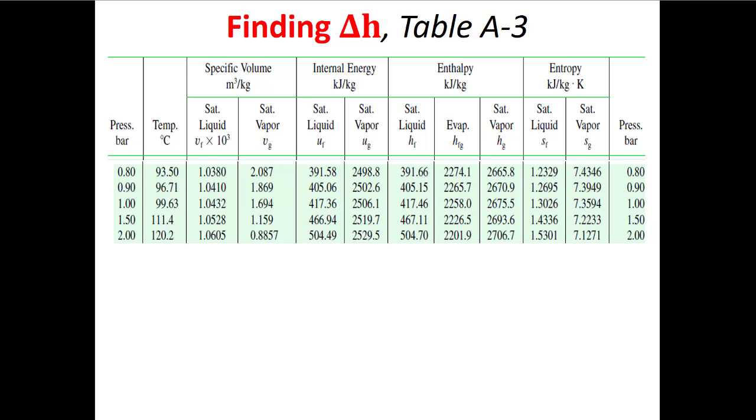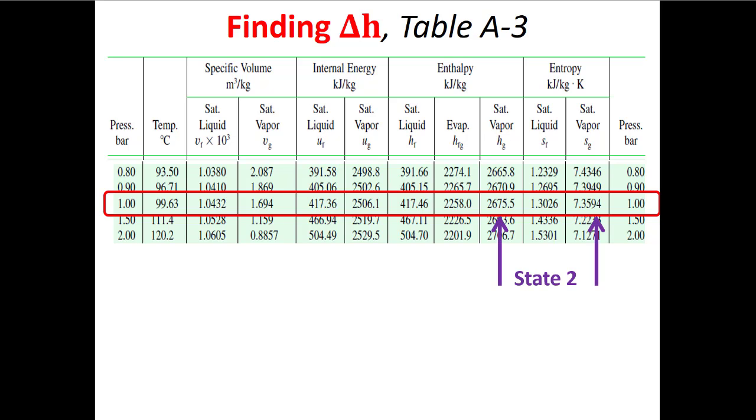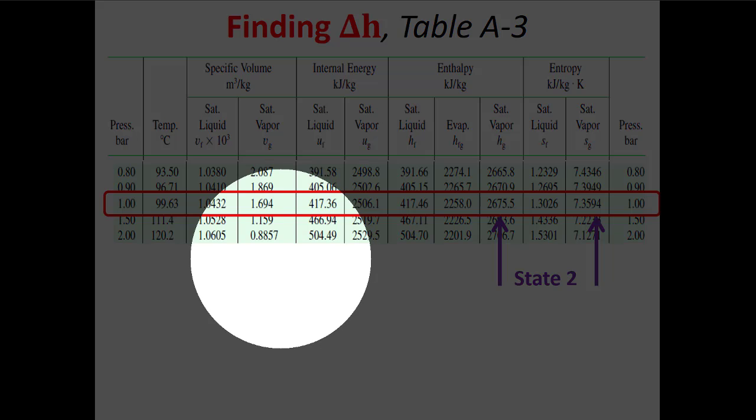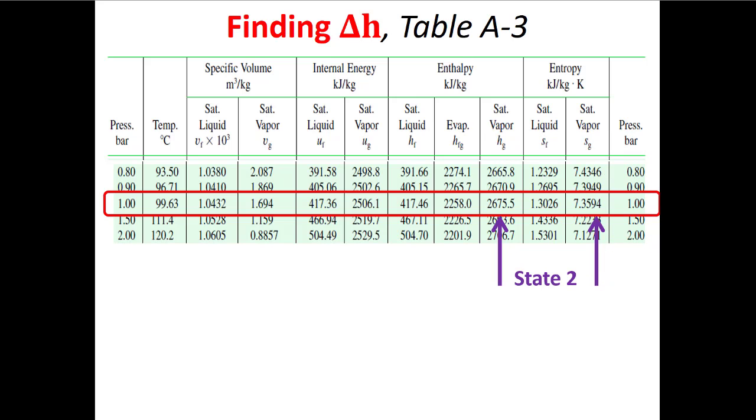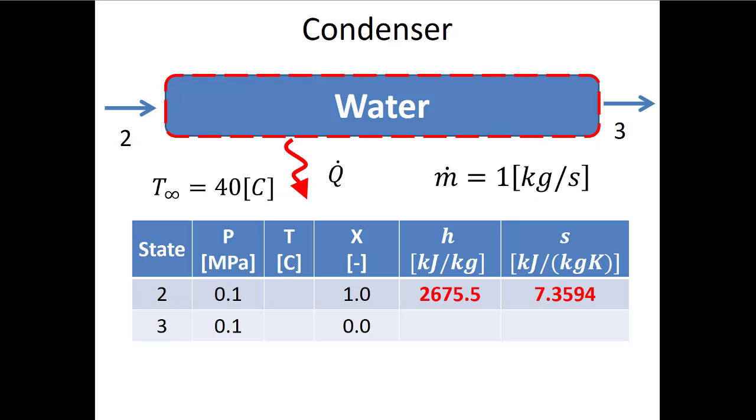We know the pressure in the problem, this is a little tricky too, because the pressure in the problem says it's 0.1 megapascals. But I remember that a megapascal is 1,000 kilopascals, and a bar is 100 kilopascals. So 0.1 megapascals is 100 kilopascals, which is the same as 1 bar. I want to find H, and because my quality is equal to 1, the specific enthalpy here is Hg. And because I know I'm going to deal with the second law later, I'm also going to write down Sg here for state 2 on my table.